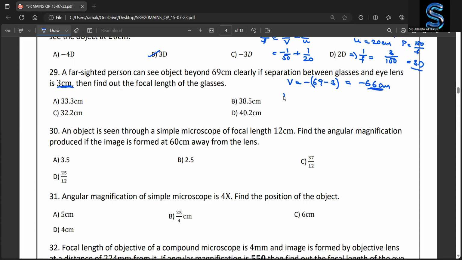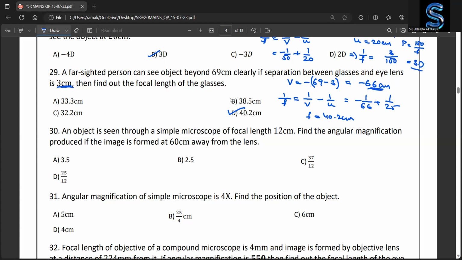Then the focal length equation can be represented as 1 by f equals to 1 by v minus 1 by u, which is equals to minus 1 by 66 plus 1 by 25. So here we get f is equals to 40.2 centimeters. So option is D. Answer the next question.